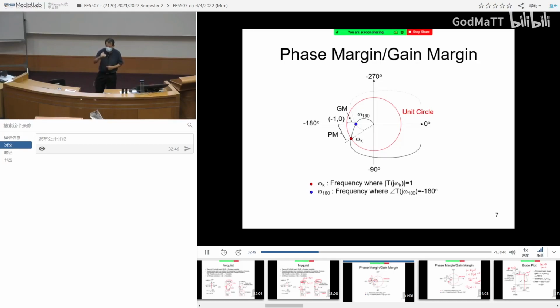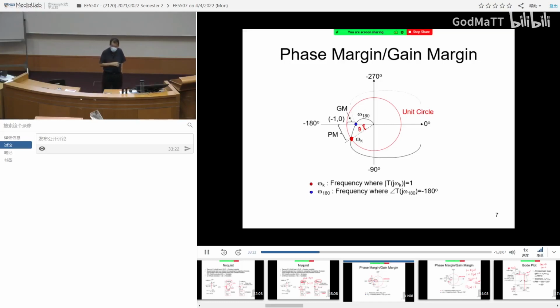Am I very far from 180 degrees? If I'm very far from 180 degrees, I'm stable. If I'm very close to 180 degrees, I'm unstable. Okay? So phase margin is basically looking at the intercept when the gain dropped to 1. When the gain dropped to 1, then I measure how far it is from 180 degrees. The larger the angle, the better the phase margin, the more stable it is.